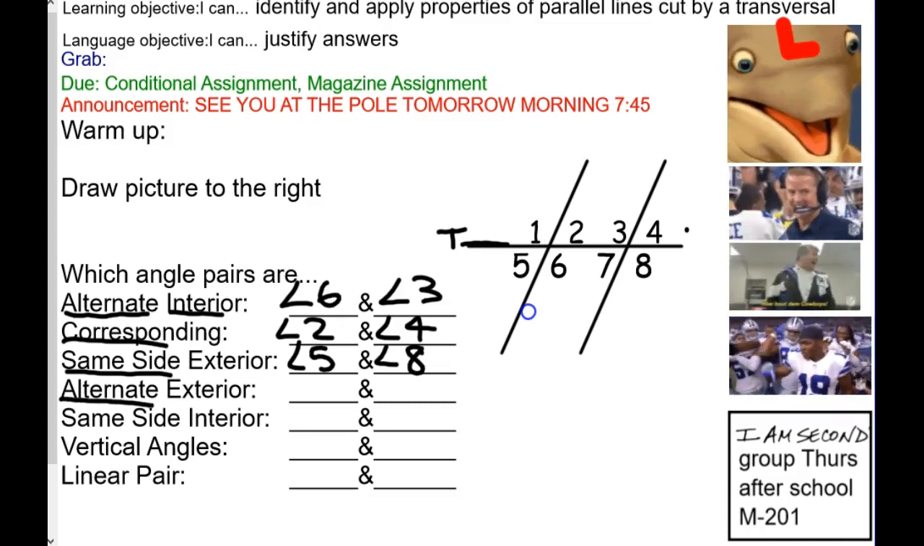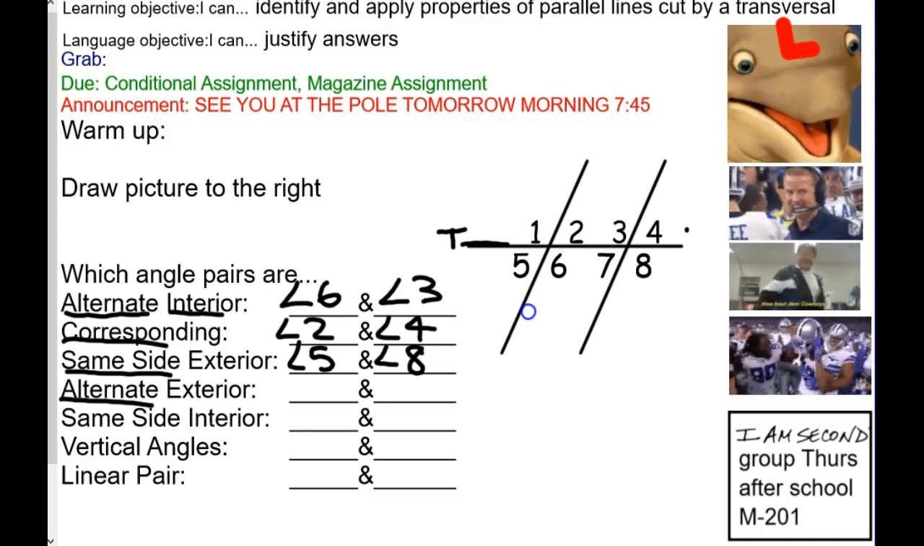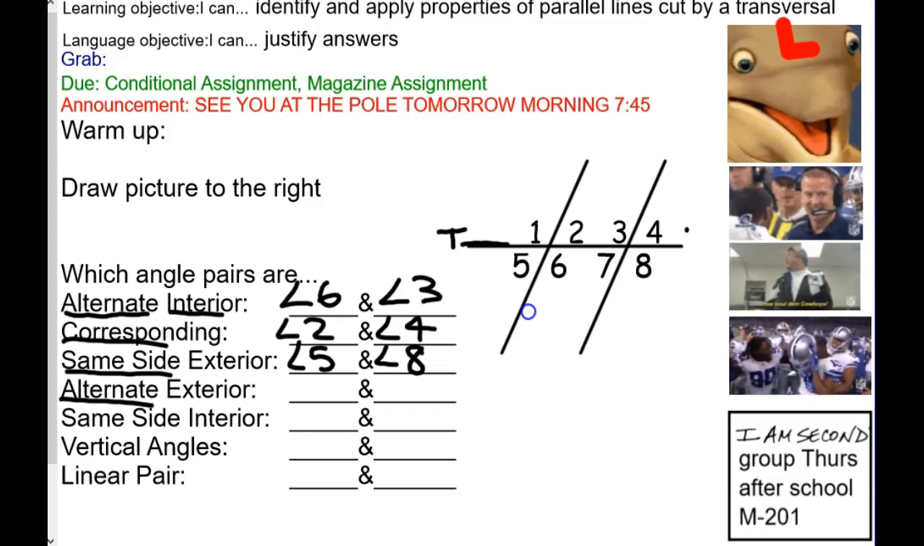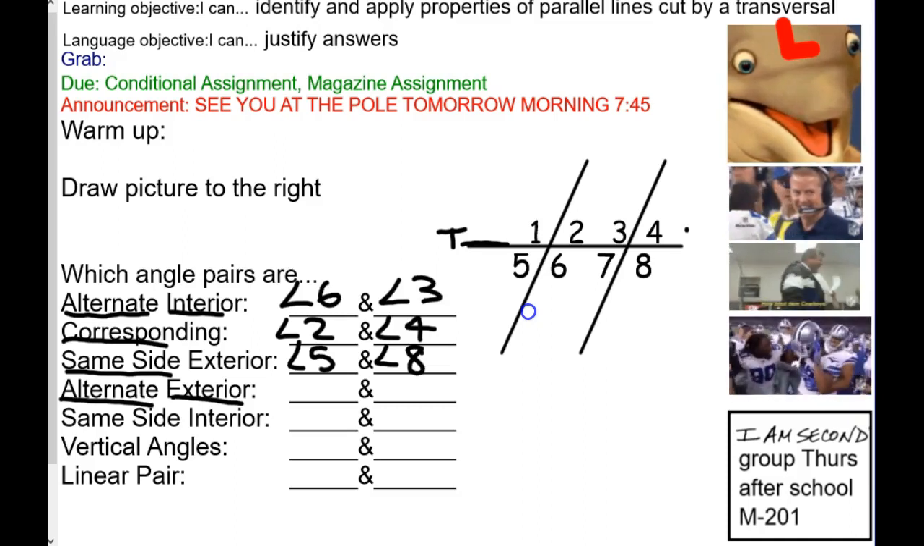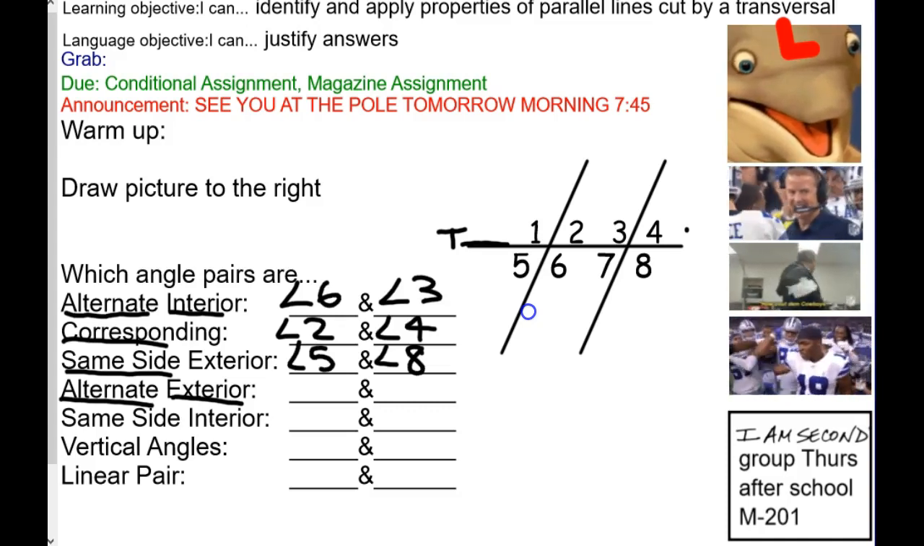Alternate means what again? Opposite, right? Opposite side of the transversal. And then exterior is outside the parallels. So I'm going to pick an outside angle. Let's pick angle 1. Now go to the way other side. Which one is alternate from 1? 8. Is everyone looking right here? Okay. 1 and 8 are alternate exterior angles. Sorry, alternate of the transversal outside the parallels.